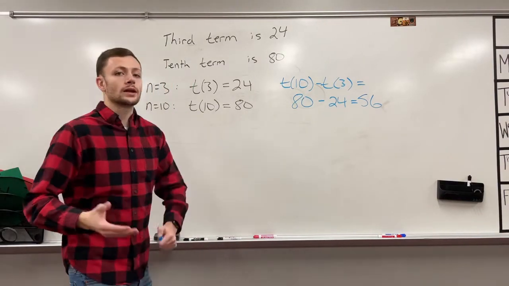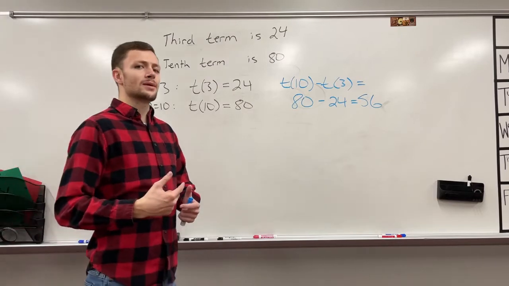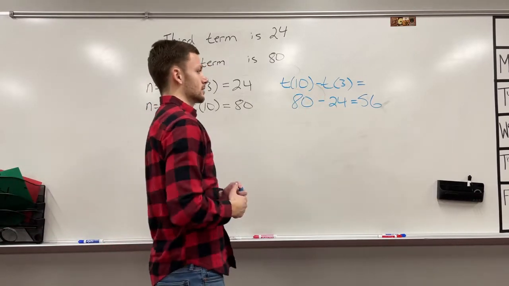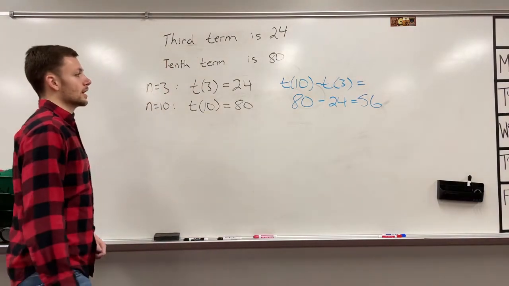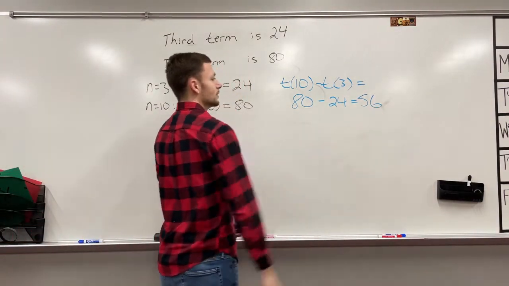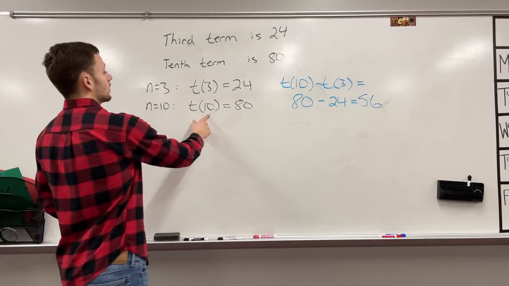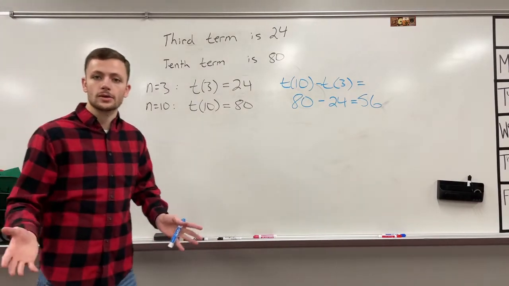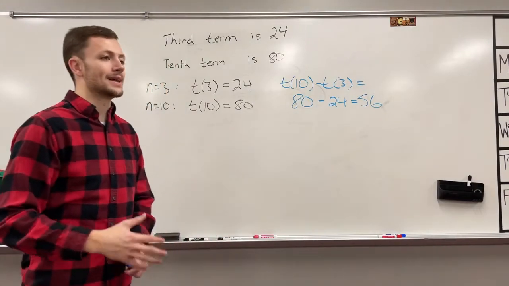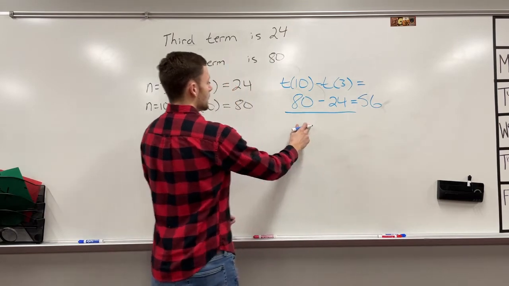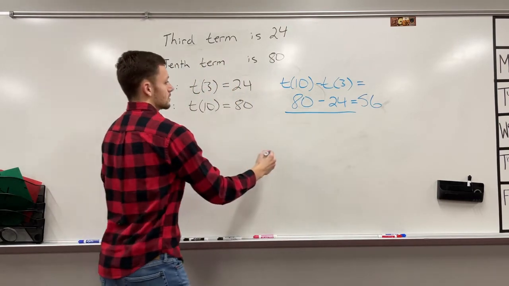But I need to find out what my common difference is. So how was my sequence increasing from the third term to the fourth term and the fourth term to the fifth term? Well, the way that we would do that is we would want to take our net increase and divide it by our term numbers increase. So we have the net increase for our term value, and I want to divide that by the increase in our terms. So to find the difference of our terms, I've got the 10th term and the third term.